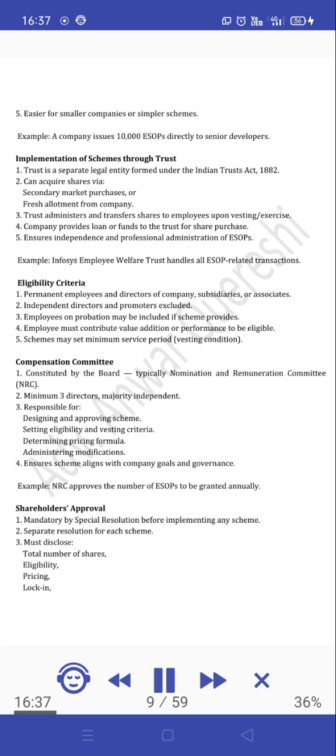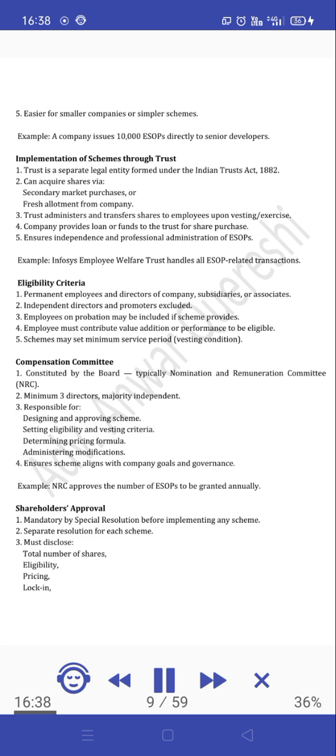Implementation of schemes through Trust. 1. Trust is a separate legal entity formed under the Indian Trusts Act, 1882. 2. Can acquire shares via secondary market purchases or fresh allotment from company. 3. Trust administers and transfers shares to employees upon vesting and exercise. 4. Company provides loan or funds to the trust for share purchase. 5. Ensures independence and professional administration of ESOPs. Example: Infosys Employee Welfare Trust handles all ESOP-related transactions.